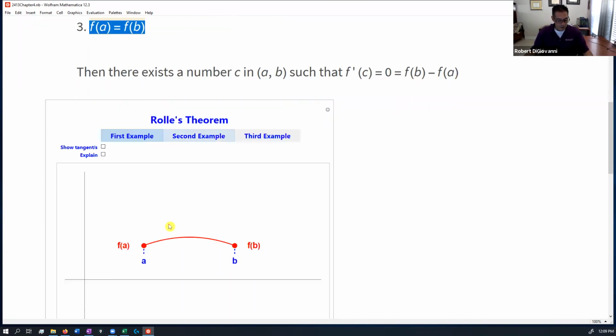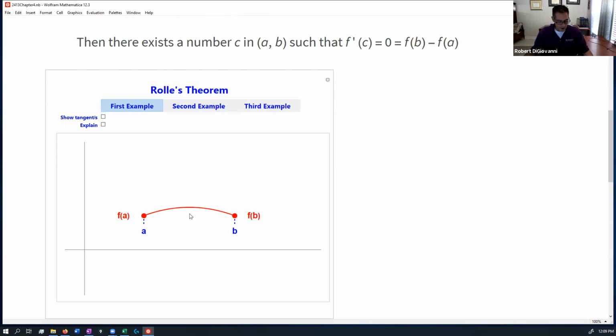So let's take a look first of all at what this looks like. Here, we have an example of a function. It's defined on a closed interval, so it's defined between some value a and some value b. And we notice that the height of the function at the first endpoint is equal to the height at the second endpoint. So those two points are at equal levels.